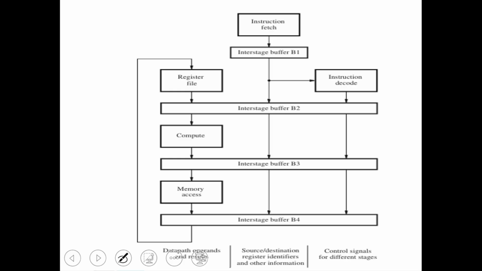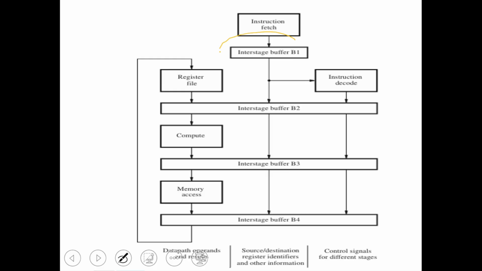The instruction fetch occurs and it is stored in the buffer B1, and after that it goes to the second stage called instruction decode. Once the instruction is decoded and what it has to perform is determined, it is again stored in interstage buffer B2 and then it goes for computation and is stored in buffer B3. Again it accesses the memory and is stored in buffer B4, and if needed it is sent to the register file and stored in registers called RA, RB, RZ, RY, etc. So these are the registers.